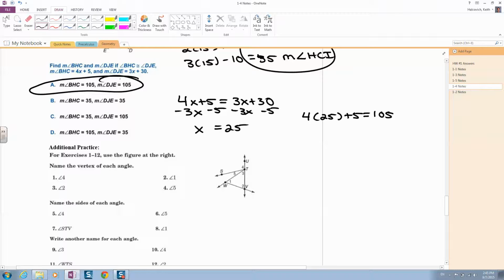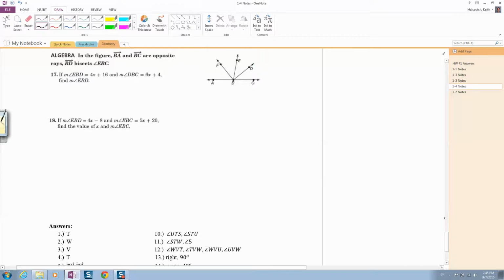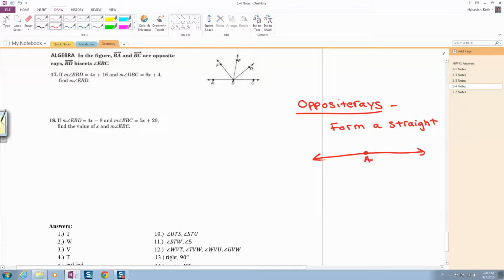There's one set that I wanted to emphasize on the extra practice, and that's 17 and 18. Notice it says that ray BA and BC are opposite rays. Opposite rays form a straight line. Because basically you have a ray that goes one way and a ray that goes the next way, and they have the same endpoint.